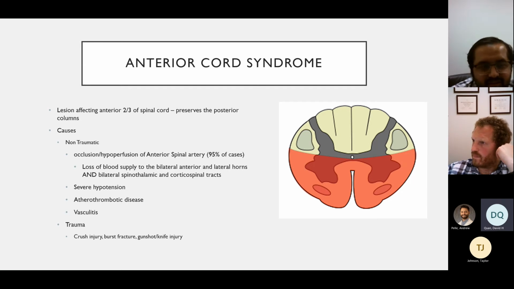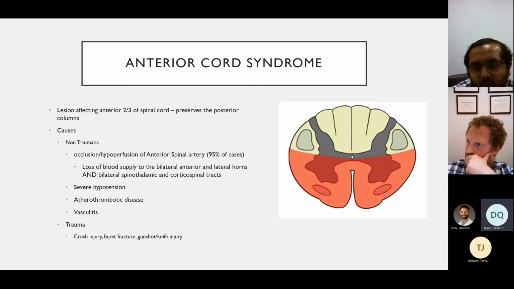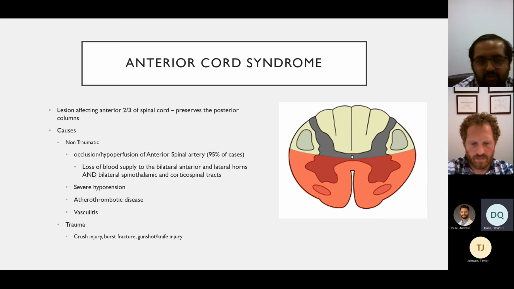Anterior cord syndrome is a lesion that affects the anterior 2/3 of the spinal cord. As you can see here, this is outlined with the red, and the posterior part of the spinal cord is preserved. Causes of this are both traumatic and non-traumatic. One thing you'll see here, that's sort of how this tends to be all over for all of our syndromes, right? The traumatic and the non-traumatic causes.